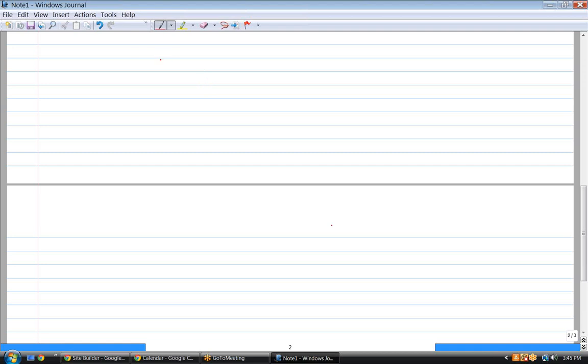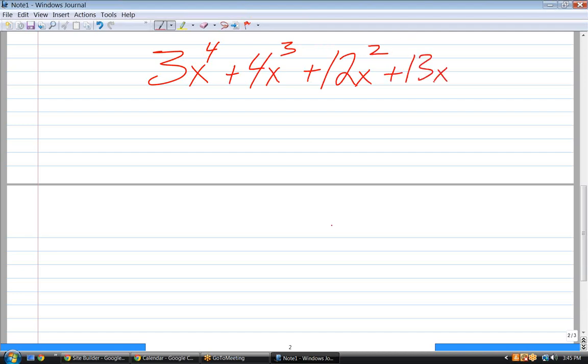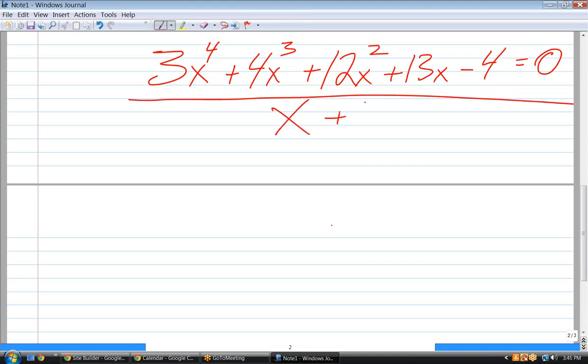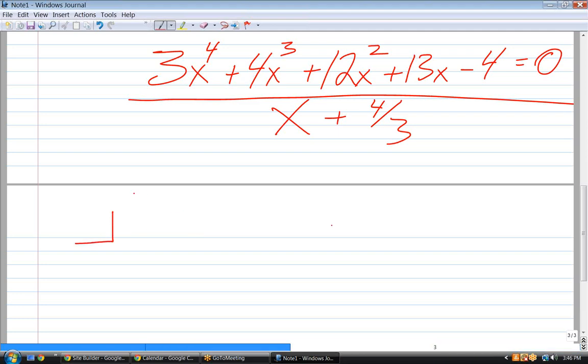So the problem reads 3x to the power of 4 plus 4x cubed plus 12x squared plus 13x minus 4. And then that's all over x plus 4 over 3. Okay. So how are we going to synthetically divide this? What are we going to put for our coefficients, and what are we going to put in the box?